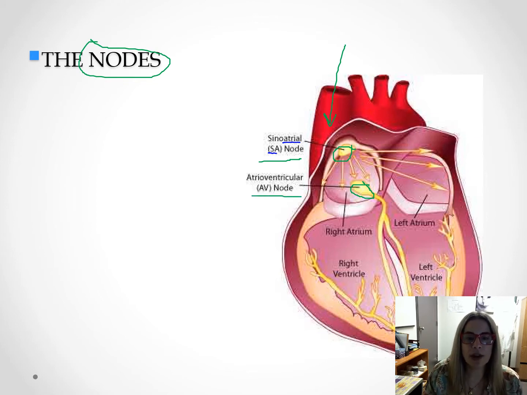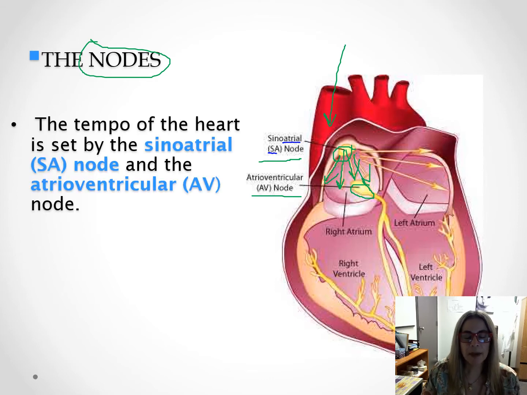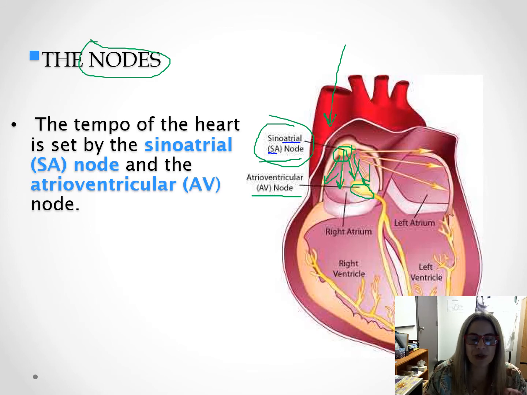So one thing I want you to notice when we look at the SA node is that you can see these arrows radiating out from that SA node to the other parts of the heart. So a couple of different things are happening here. First of all, the tempo of the heart is set by the sinoatrial node. The sinoatrial node is known as our natural pacemaker, okay? It is the bundle of tissue that is responsible for setting and controlling the heart's tempo.